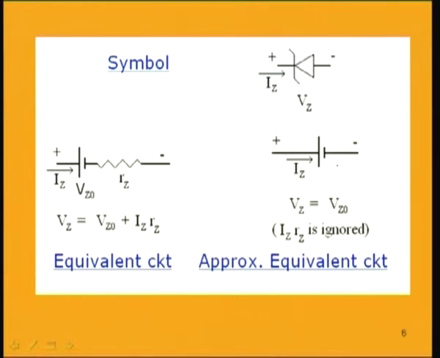So, this is the approximate equivalent circuit, and this circuit will be frequently and mostly used unless and until you are specified that you have to take into consideration that resistance also, but for our discussions we will be generally neglecting this drop. So, this Vz is shown like a battery, because this drop is constant.